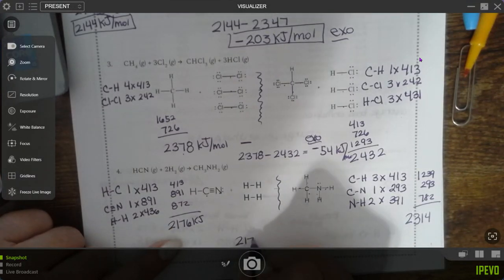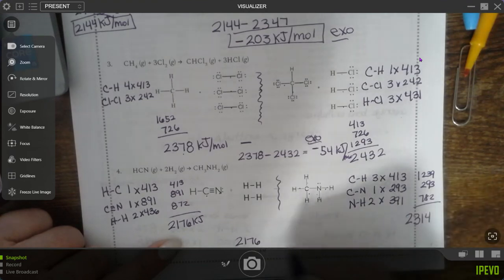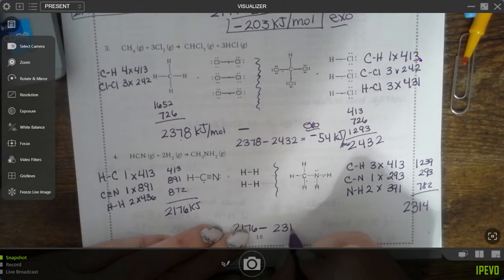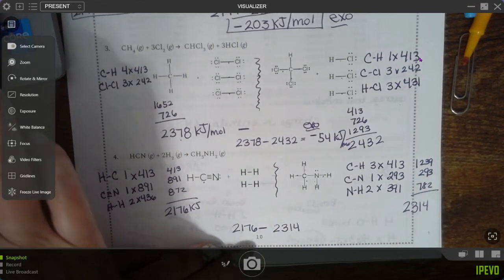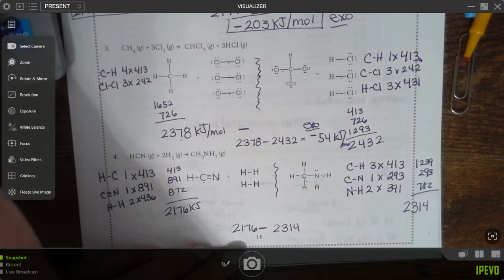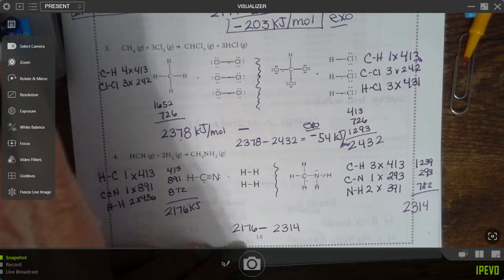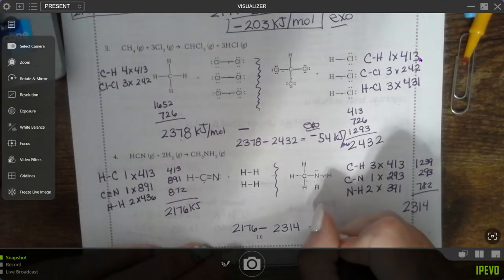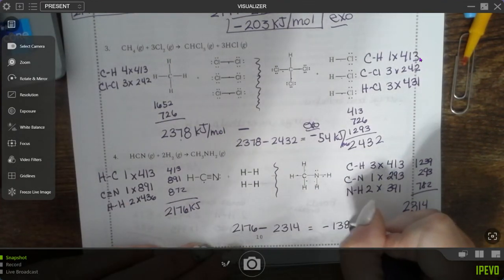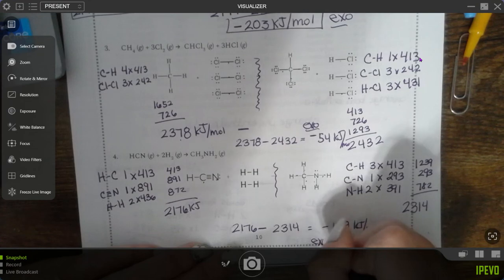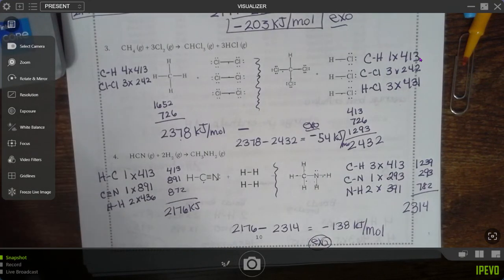We've got 2,176 for our bonds breaking, and we are going to subtract 2,314 for our bonds making. 2176 minus 2314, we get negative 138 kilojoules per mole. Again, an exothermic reaction. All right, so that's bond enthalpy and some calculations.